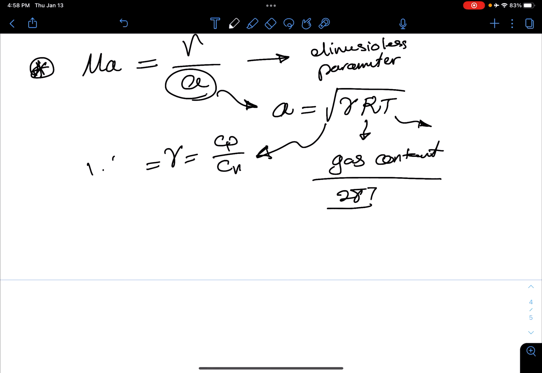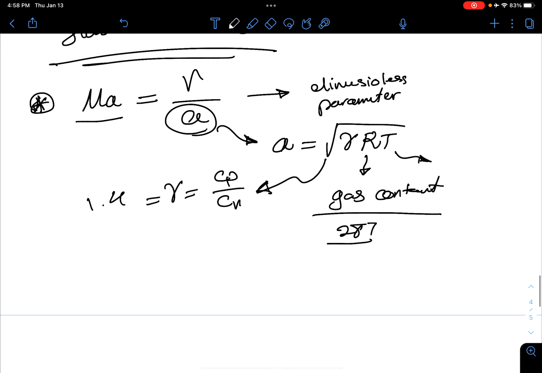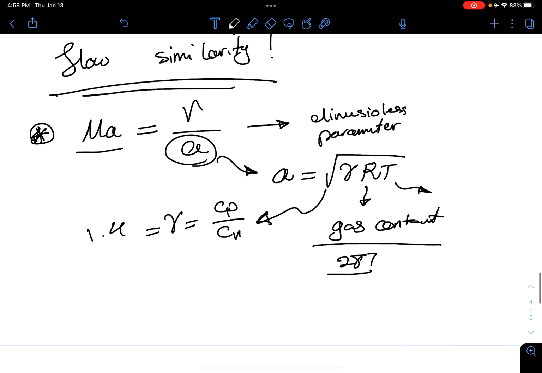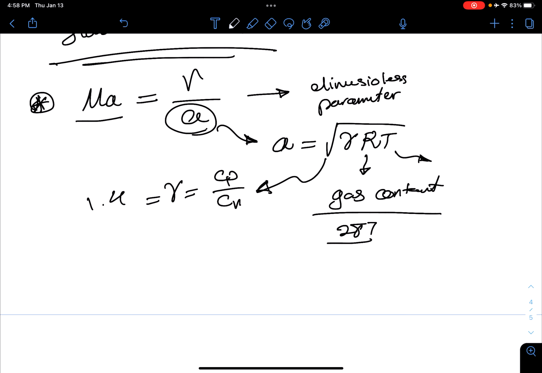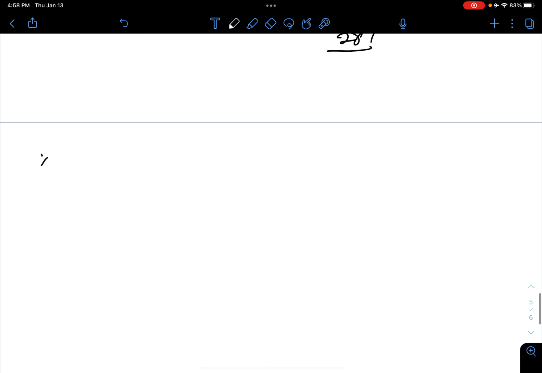Okay. So we understand the Mach number. We understand the Reynolds number. We know how to calculate the speed of sound, which essentially means that if you have the flight velocity, you should be able to calculate the Mach number. Or if you have the Mach number, you should be able to calculate the flight velocity. Okay, what are the other dimensionless parameters that are important here? We haven't talked about the most important dimensionless parameters yet.